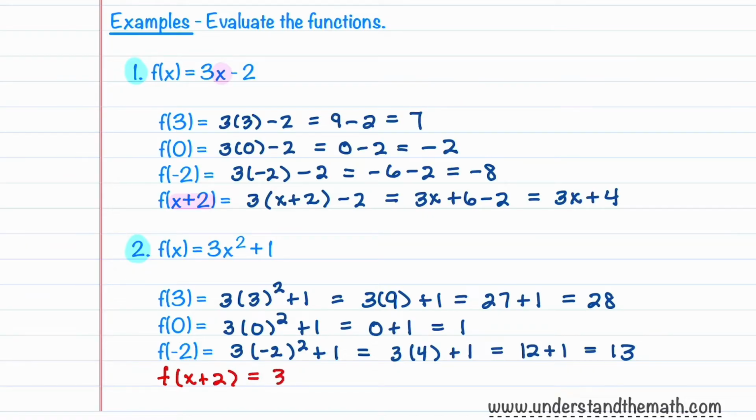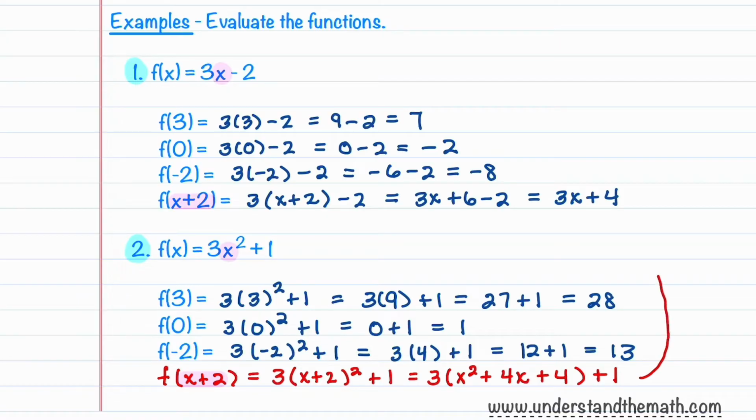This gives us 3, and then instead of x, let me go ahead and highlight this so you can see what we're doing. Instead of x, we're plugging in x plus 2. So we have 3 times the quantity x plus 2 squared plus 1. And this gives us 3 times the quantity x plus 2 squared, and this is going to be x squared plus 4x plus 4, plus 1.